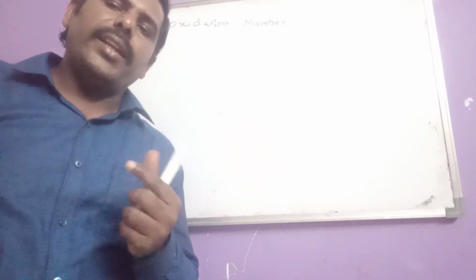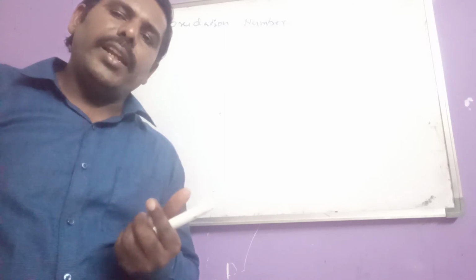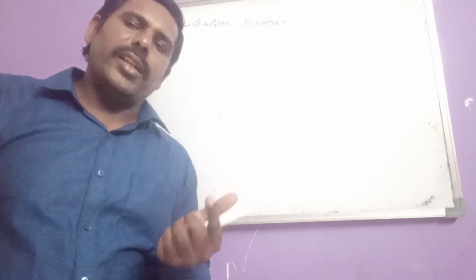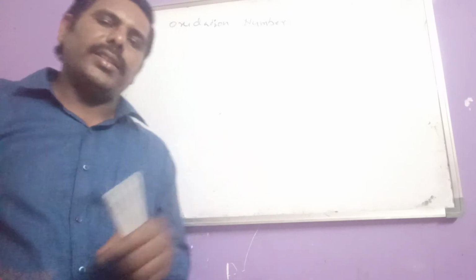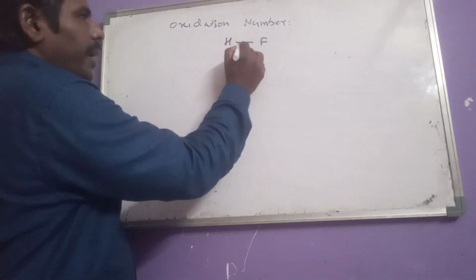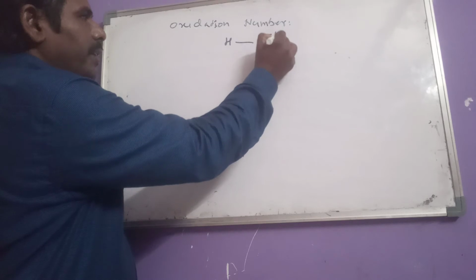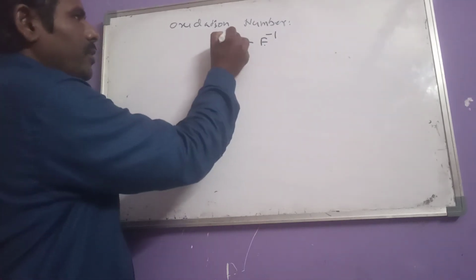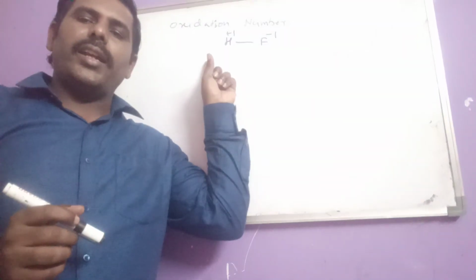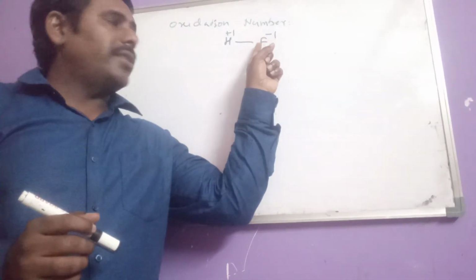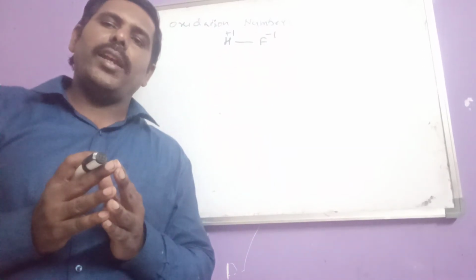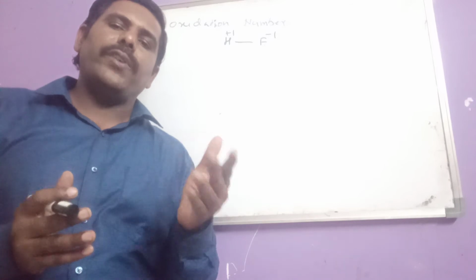So the charge attained by an atom of an element in a binary compound is known as its oxidation number or oxidation state. For example, in the case of HF, by gaining one electron, fluorine gets a -1 charge. By losing one electron, hydrogen gets a +1 charge. So the oxidation state of hydrogen is +1 and the oxidation state of fluorine is -1. So how to calculate oxidation numbers of different elements?